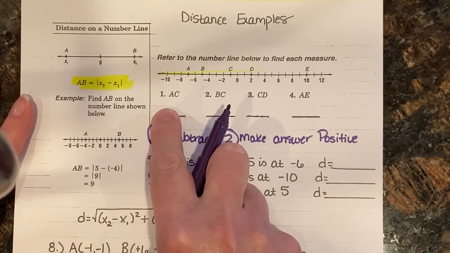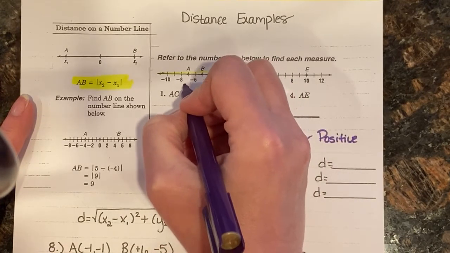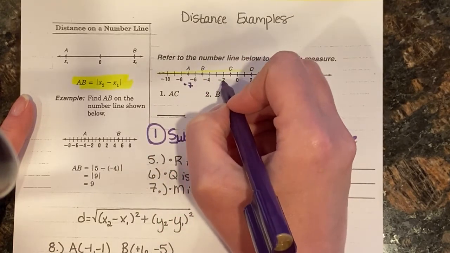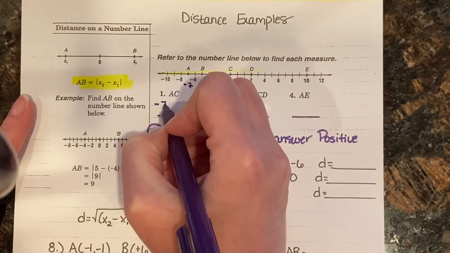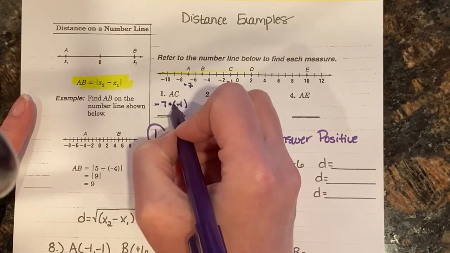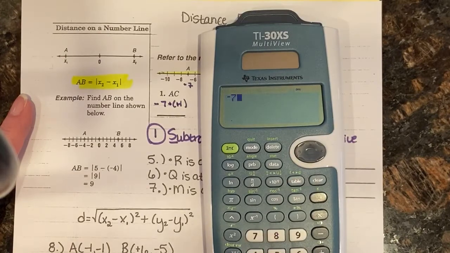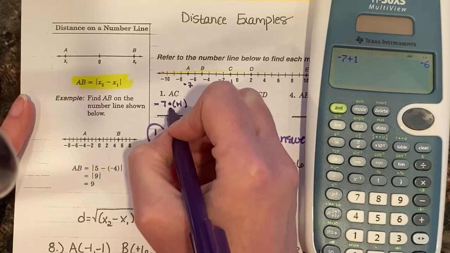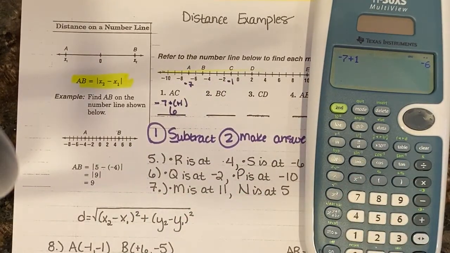So like right here, it's A to C. Guys, A is between -8 and -6, so it's -7. C is between -2 and 0, so it's -1. So you're going to do -7 minus -1. Remember, two negatives make a positive. -7 plus 1, enter. It says -6, but I make it a +6. Okay?